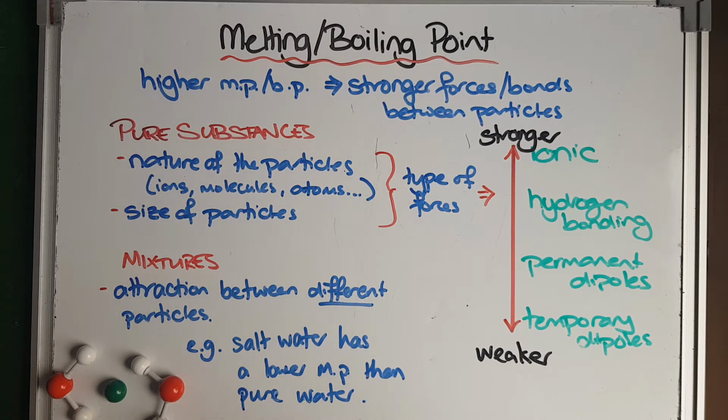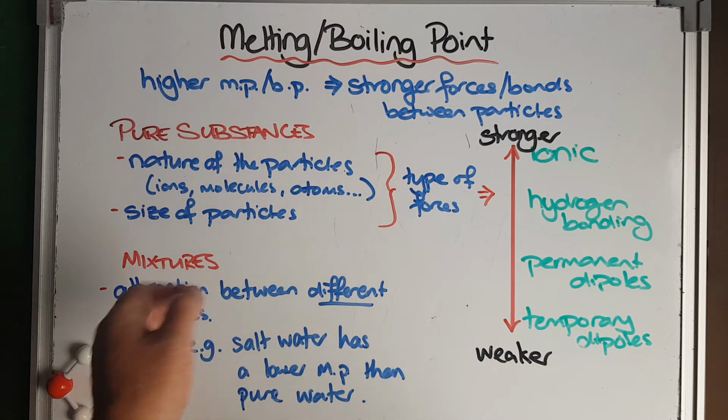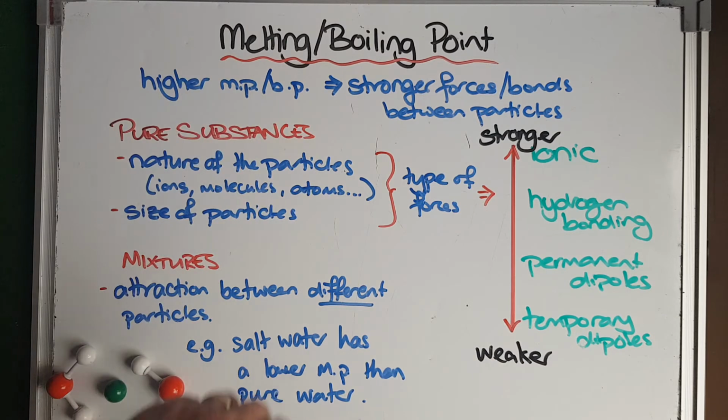It requires heat energy. The weakest are your temporary dipoles, also called London dispersion forces, sometimes called van der Waals forces. They're very weak. They come and go. The bigger the molecule, the more likely they are to form. So a larger molar mass will have a higher melting and boiling point. And this is because with a larger molar mass, you get a larger electron cloud.